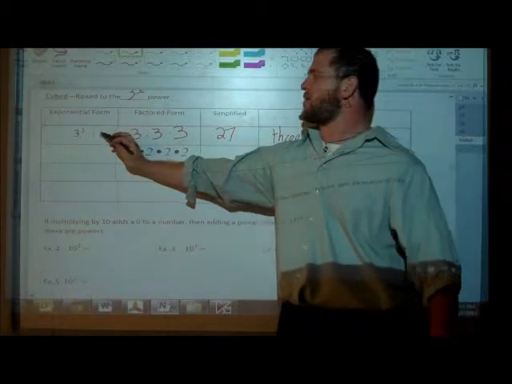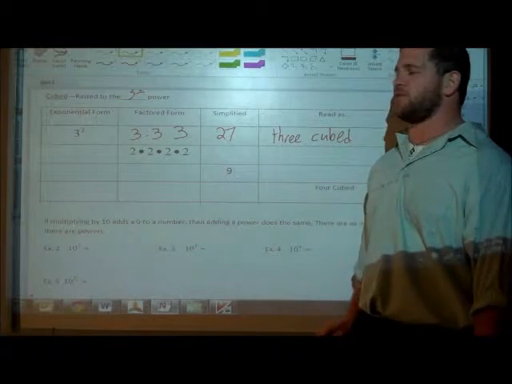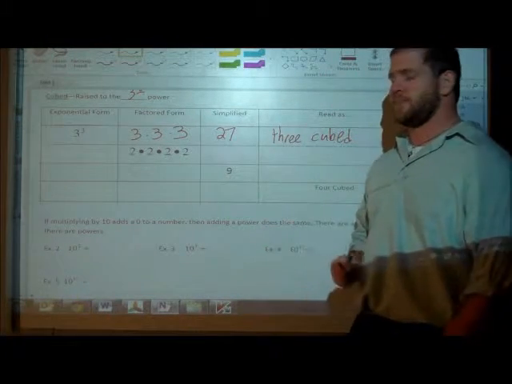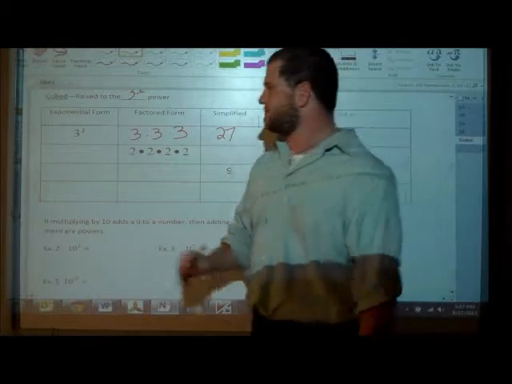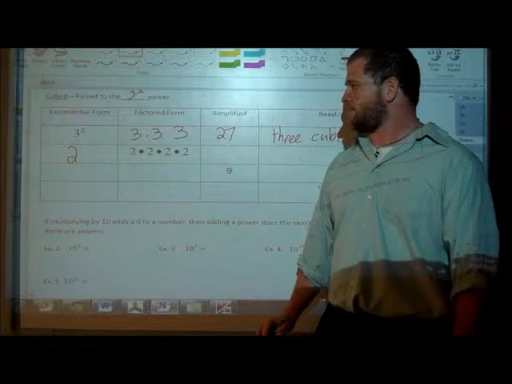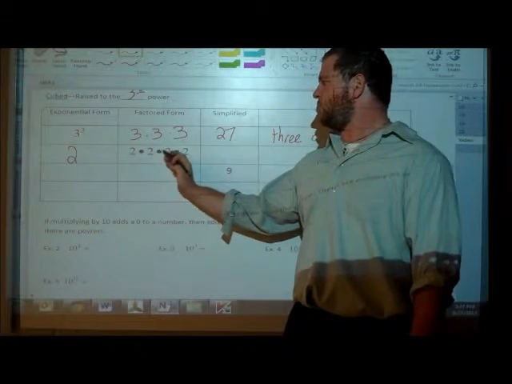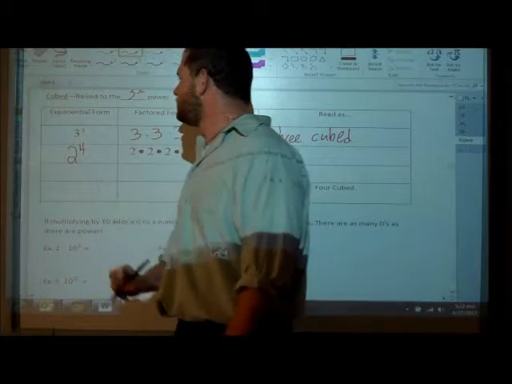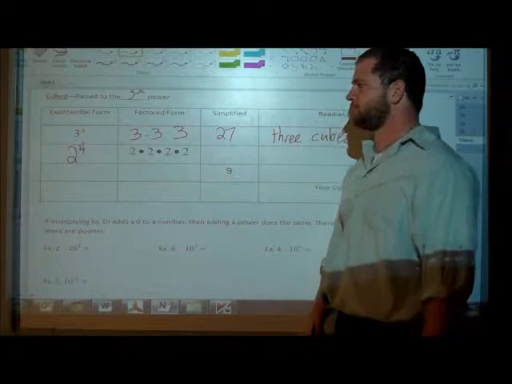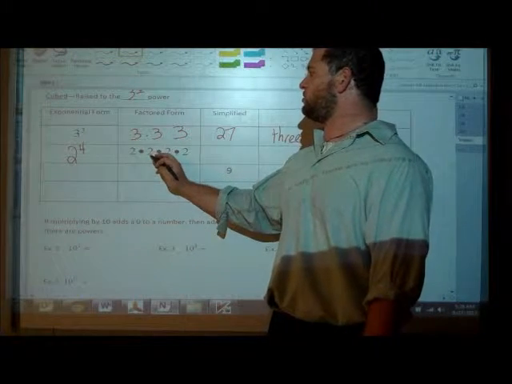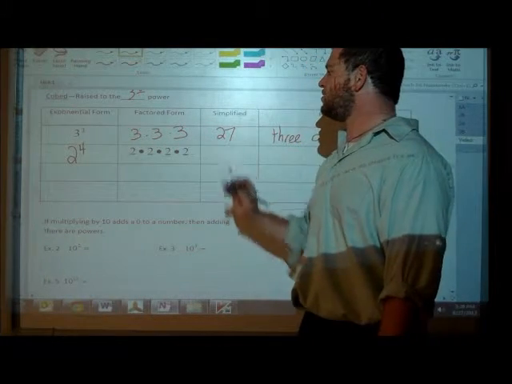Now we look at our second example. All of a sudden I don't have the exponential form. The only one I have is the factored form. So what do I have? I have 2 times 2 times 2 times 2. What's the thing being multiplied by itself? 2. My exponent is how many times it's multiplied. It's multiplied 1, 2, 3, 4 times. So it's going to be 2 to the fourth power. If I multiply it out, what is 2 to the fourth power? 2 times 2 is 4, times 2 is 8, times 2 is 16.